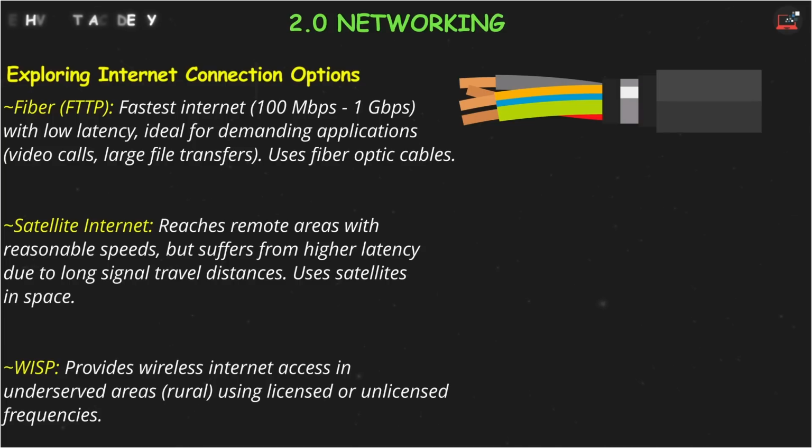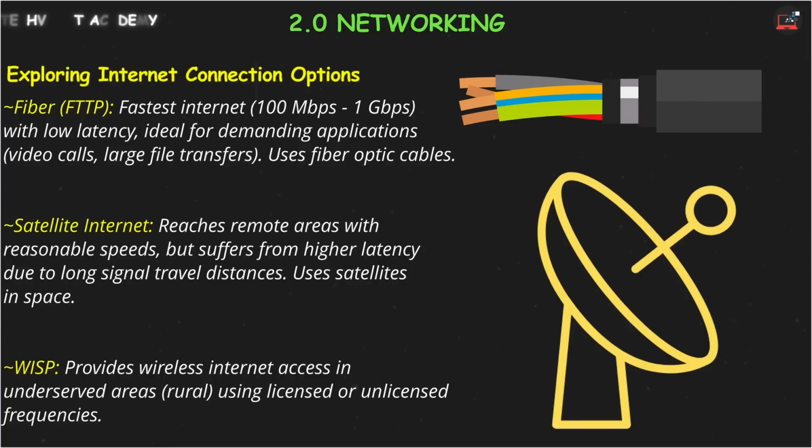Fiber optic cables offer the fastest internet connection speeds currently available, ranging from 100 megabits per second to 1 Gbps. Fiber provides exceptional bandwidth and low latency, making it ideal for high-demand applications like video conferencing, large file transfers, and cloud services. Satellite internet, reaching remote areas.